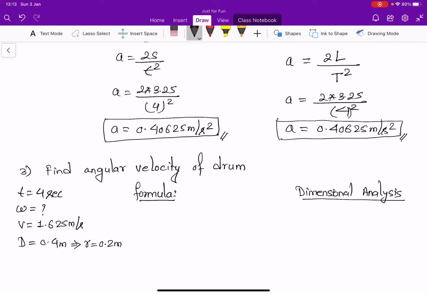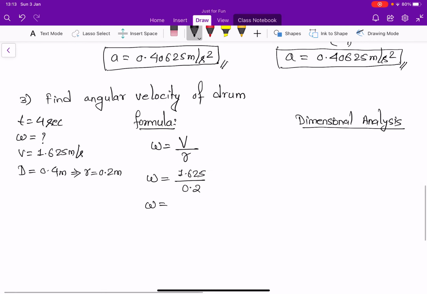Angular velocity is given by the formula omega equals linear velocity divided by radius. That's our relationship. So we have 1.625 divided by the radius, 0.2, and we get our answer, 8.125 radians per second, and that's the answer using the formula.